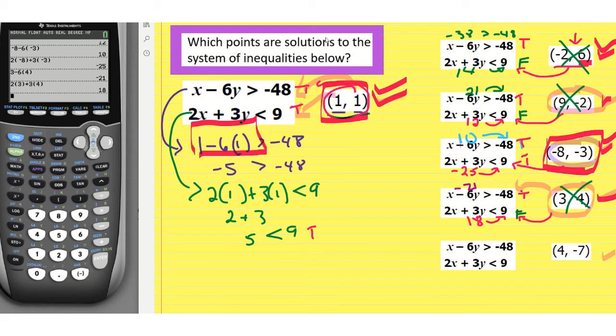Okay, we got one more to test out, 4,-7. So we're going to test that in the first inequality. Go over to my calculator, grab the inequality that looks like my first one, push enter, backspace. I'm going to put in 4,-7. So 4 -6 times the y value of -7, close my parentheses, enter. That says that my inequality is 46. Is that greater than the -48? Yes, it is. So that makes it a true statement.